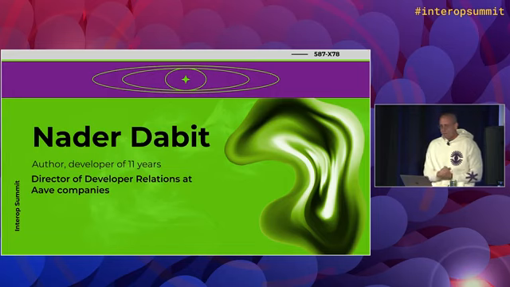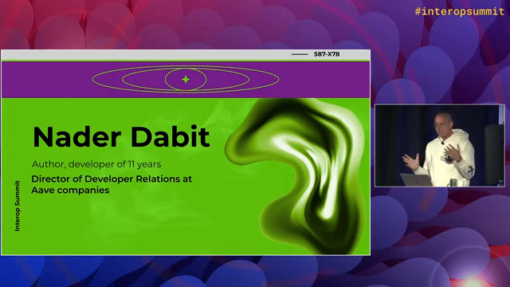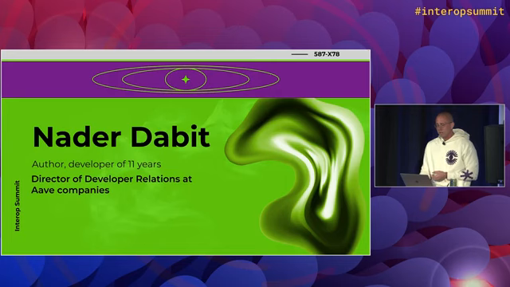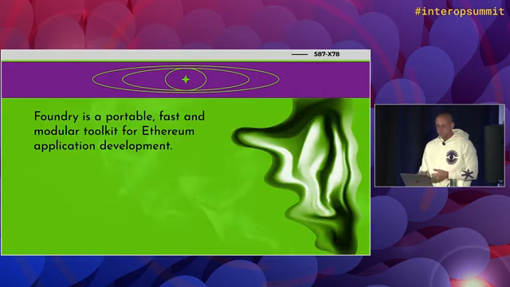So my name is Nader. I'm the director of DevRel at Aave Companies in Lens, and I've been a software developer for about 11 years. I've been working in blockchain for about 2 years. Before that, I was at AWS for over 3 years, and then before that, I was doing all sorts of stuff in more of the startup world.